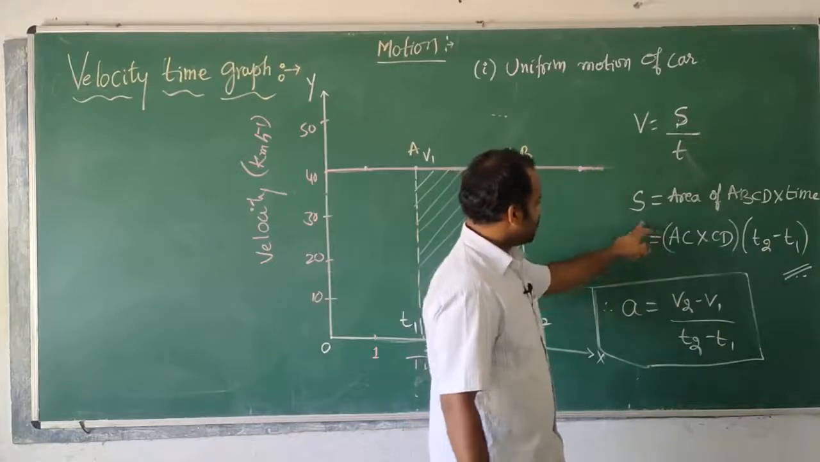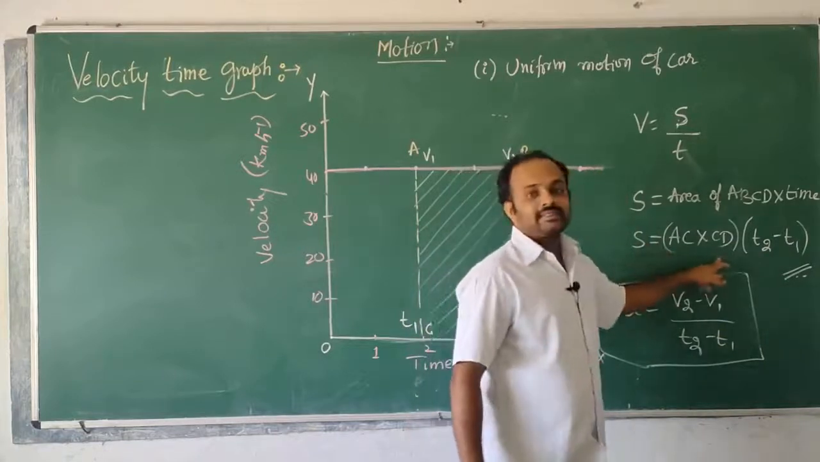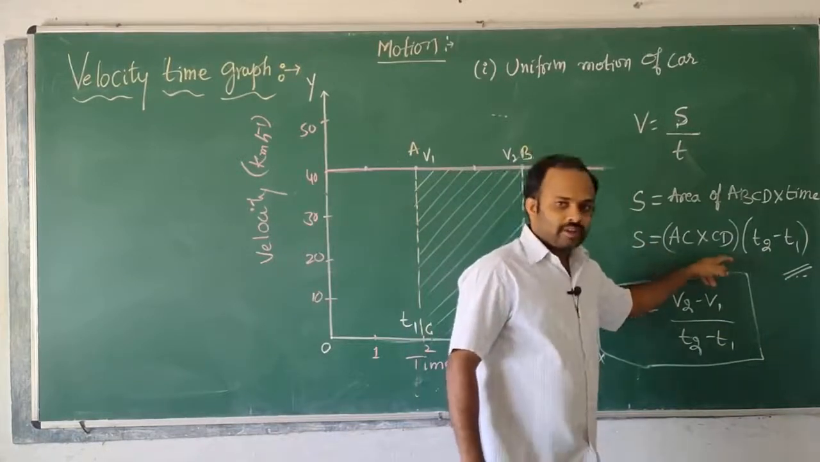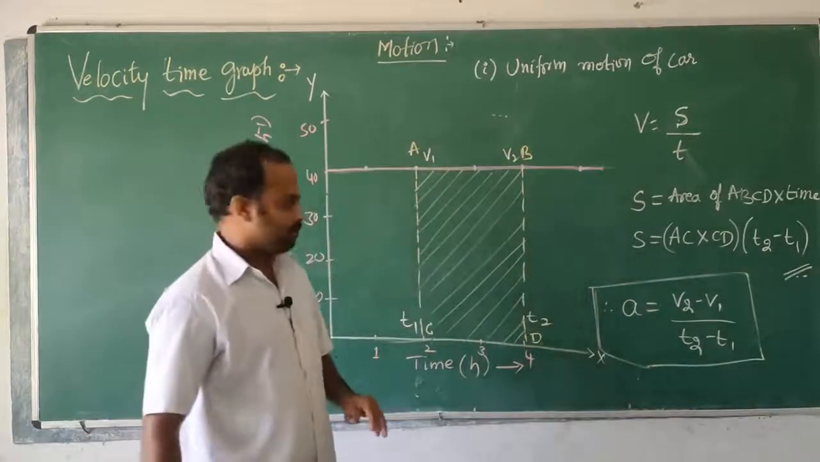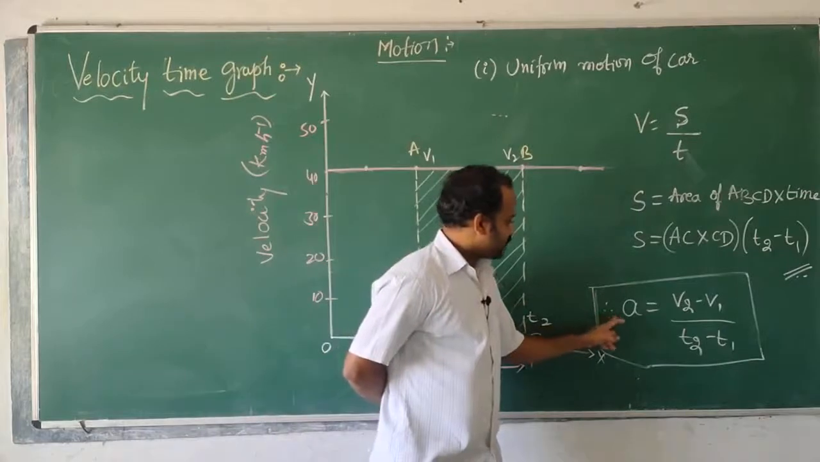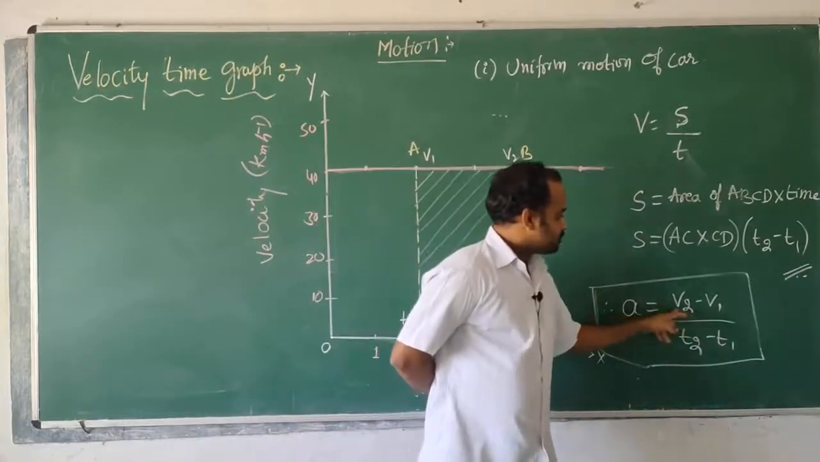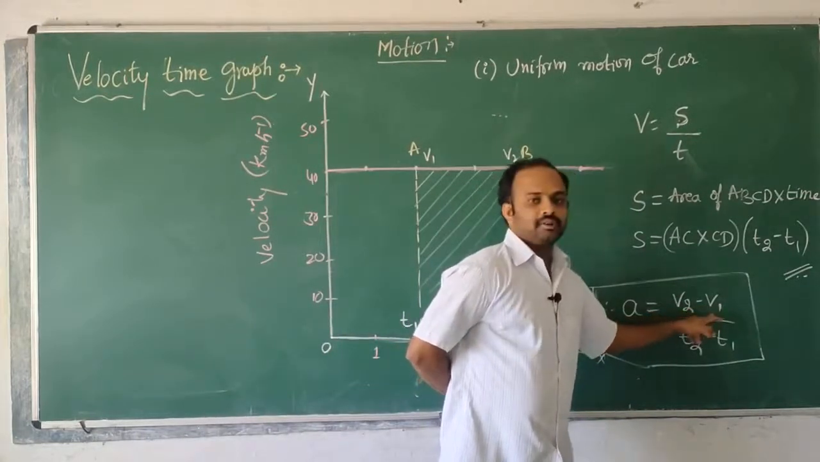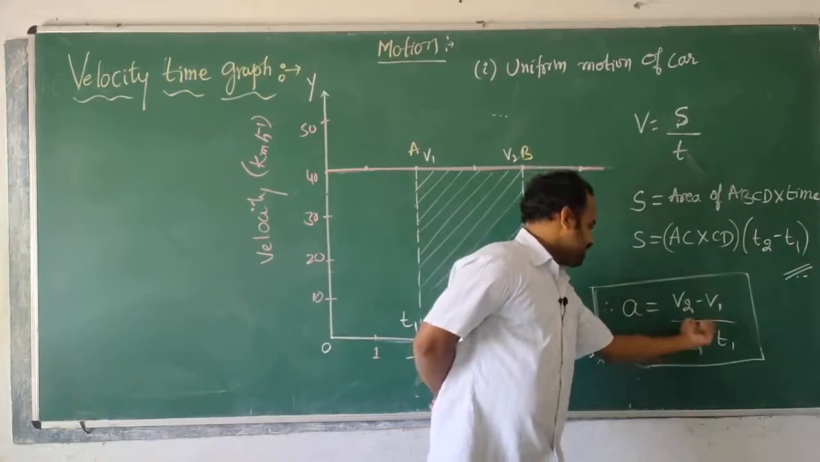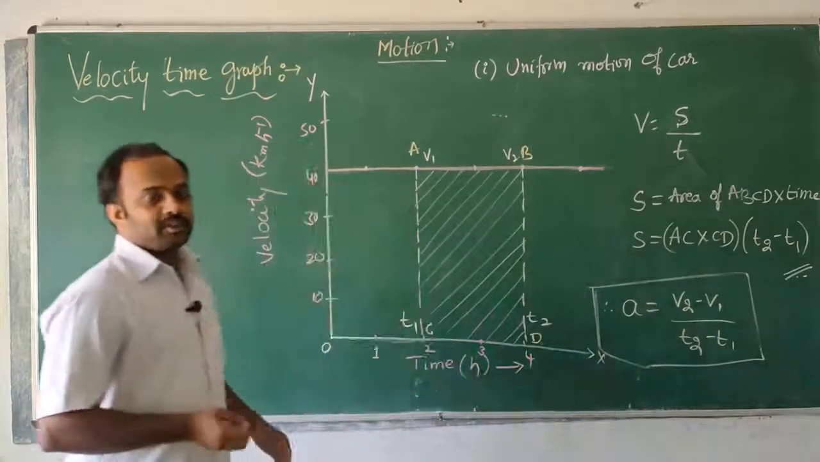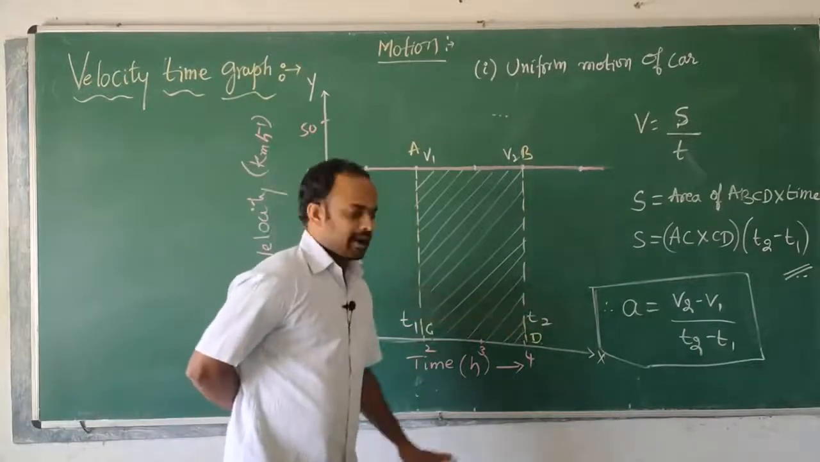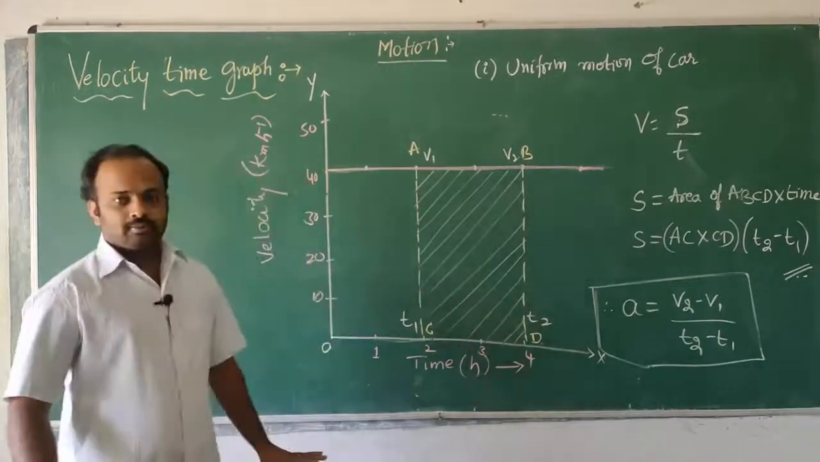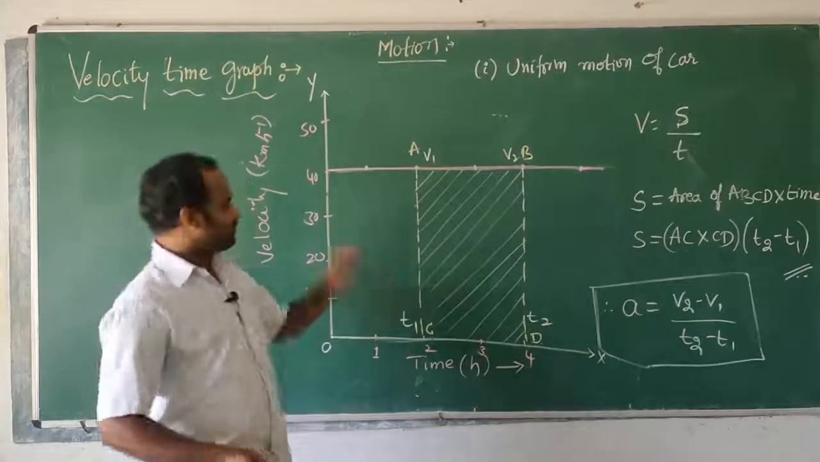From this equation we can find the distance traveled by the object, and also from this graph we can find the acceleration of the object. How do we find acceleration? A is equal to the change in velocity, v2 minus v1, divided by the time taken for the velocity to change, T2 minus T1. Therefore A is equal to v2 minus v1 divided by T2 minus T1, which gives you the acceleration from this graph.